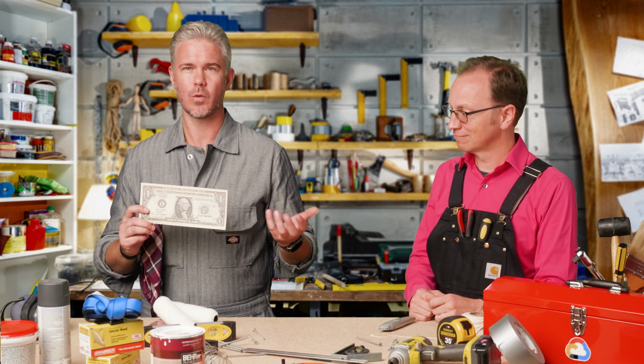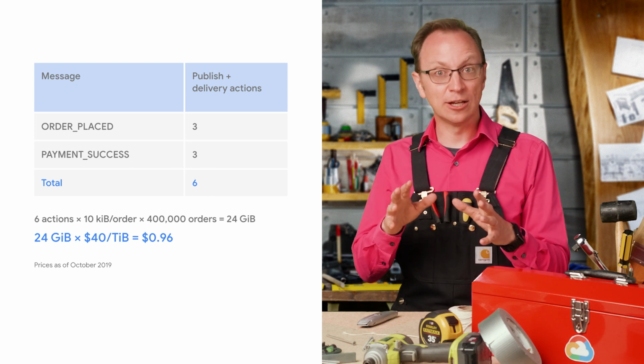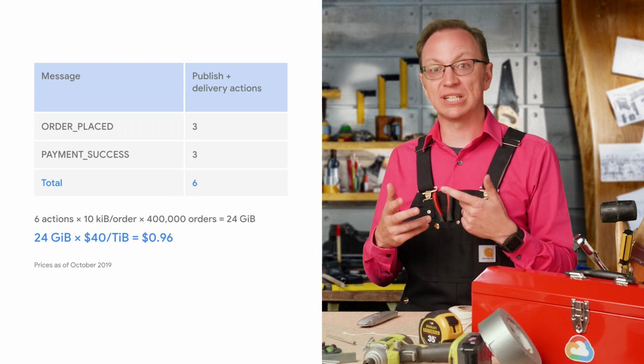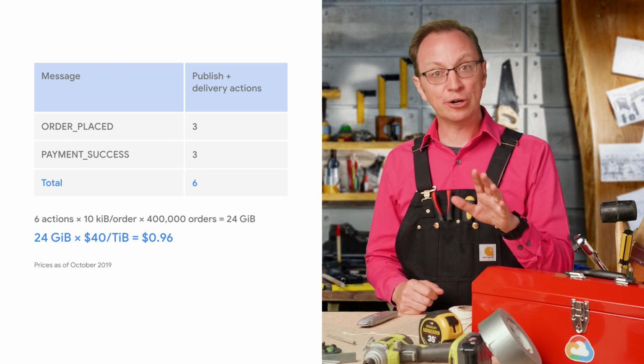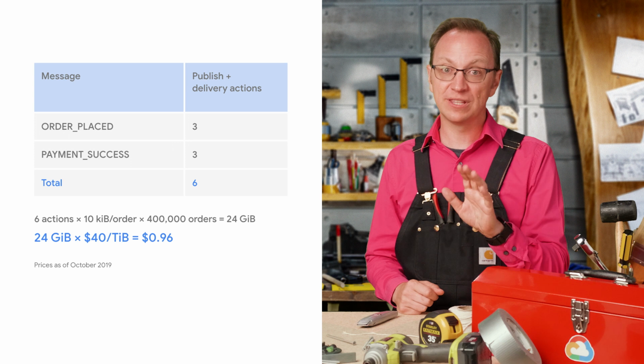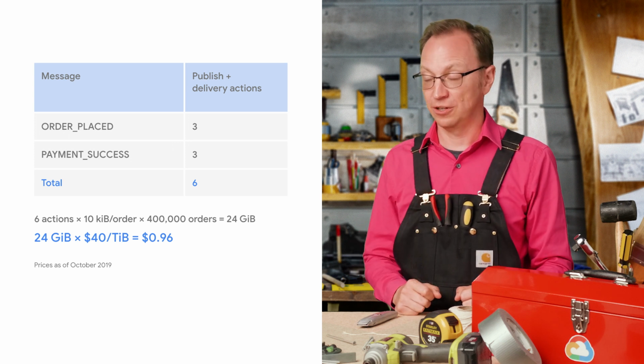The team at Party On gave me this $1 US bill. How many orders would they be able to send over Cloud PubSub for $1? Let's say each order message is 10 kilobytes, and that each order results in 6 publish and delivery actions. If Party On processes 400,000 orders, they will spend just under $1 on Cloud PubSub. That's a lot of orders.